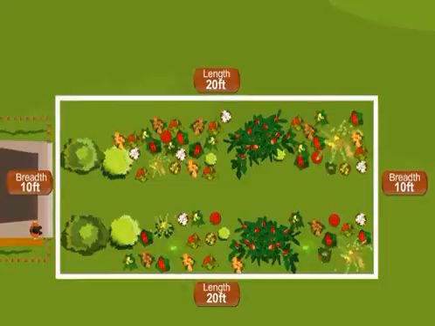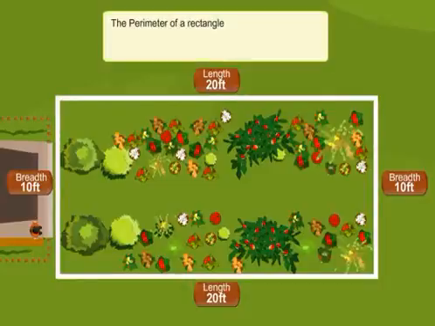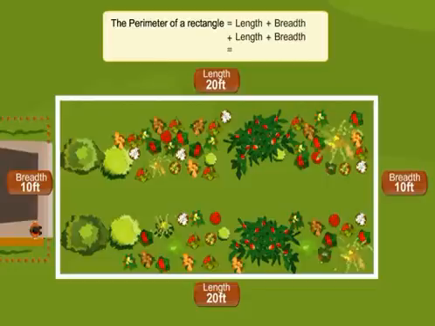In general, we can define the perimeter of a rectangle as length plus breadth plus length plus breadth, which is equal to 2 times (length plus breadth).